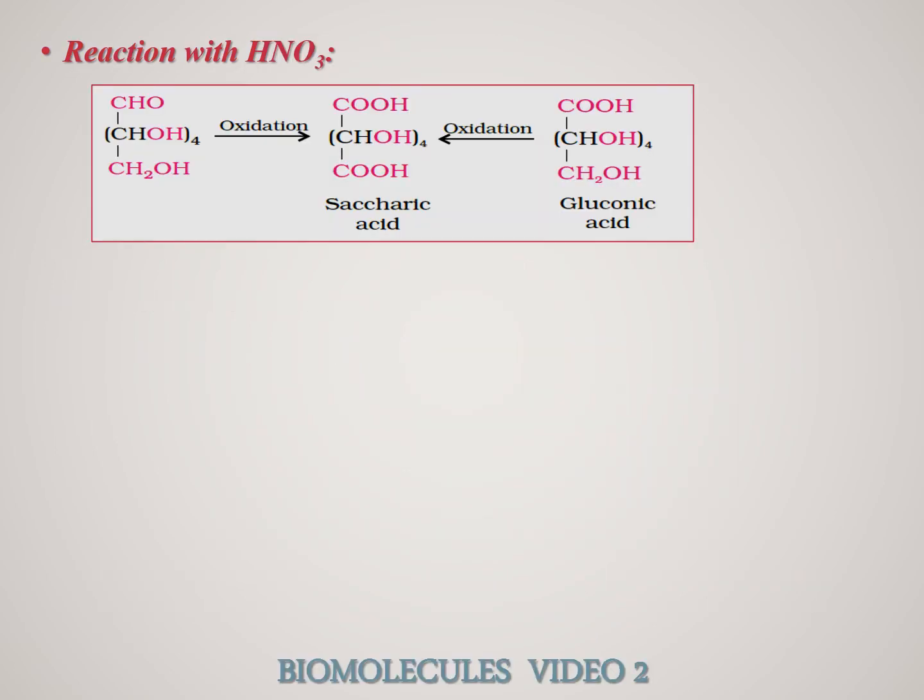So now let us look into the reaction with nitric acid. Nitric acid is a very strong oxidizing agent. Now what is the purpose of reacting with nitric acid? Nitric acid will oxidize the aldehyde group which is present in the molecule of glucose, which is already known to us, and it will also oxidize the primary alcoholic group if it is present.